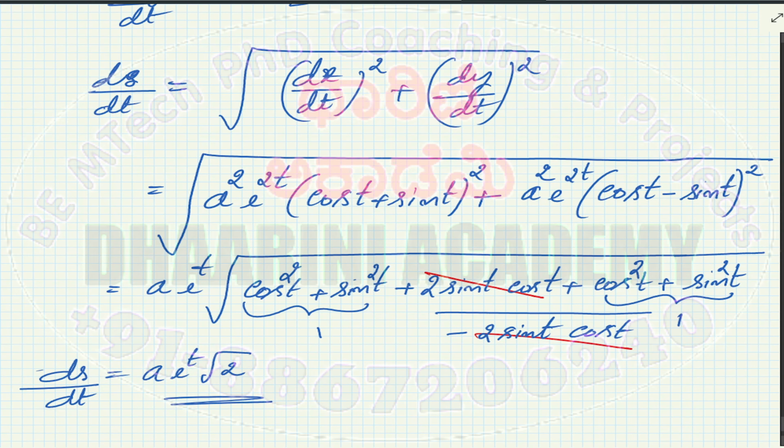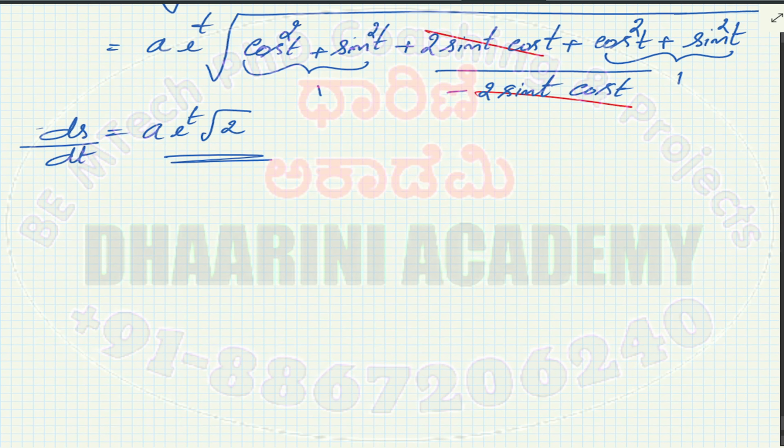Okay, that is ds by dt. First part of the answer, that is over. Now let's go to the second part of the answer. In the second part our intention is to calculate the value of psi, but I will start with tan psi. We know that the tan of this angle psi is nothing but dy by dx.